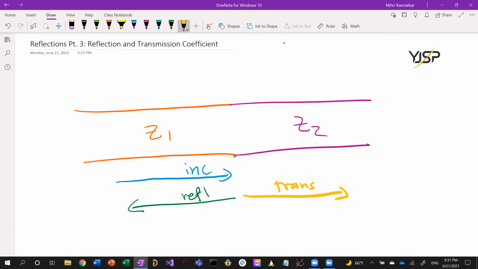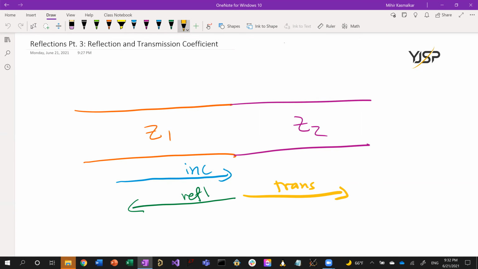And something to be very clear about in terms of your intuition for this: it's not like the incident wave is being split into a reflected and transmitted wave. That's not what's happening. For instance, it's totally possible that the transmitted wave has a greater magnitude than the incident wave.